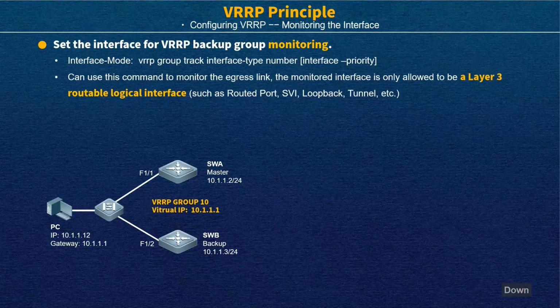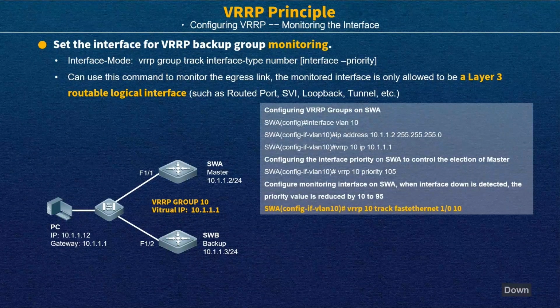Like this one: in interface mode, add the VRRP group and track interface with the interface type and a number. This command can be used to monitor the egress link. The monitored interface is only allowed to be a layer 3 routable logical interface, like a routed port, SVI, loopback, or tunnel exactly. It cannot detect a layer 2 interface.